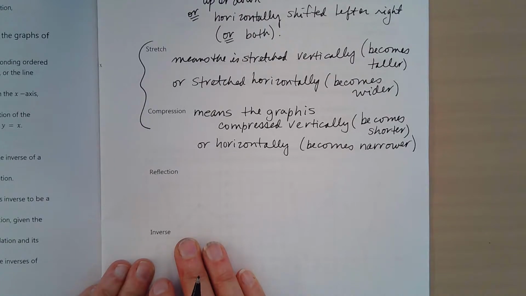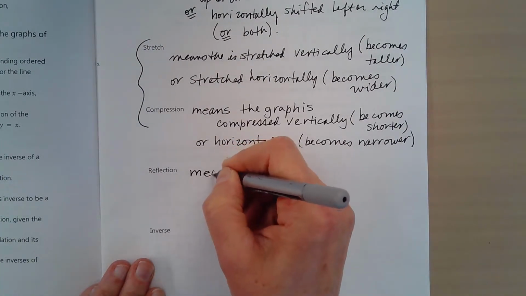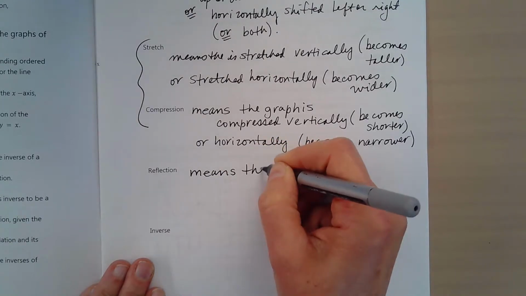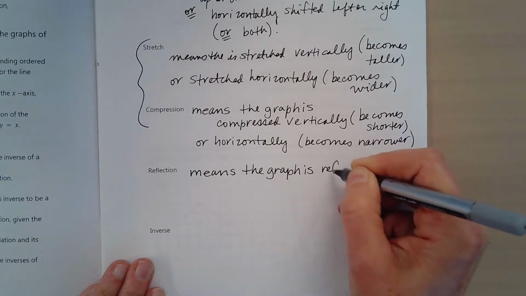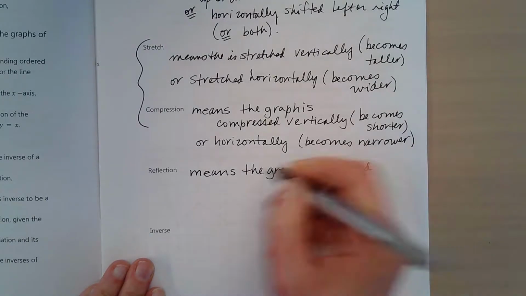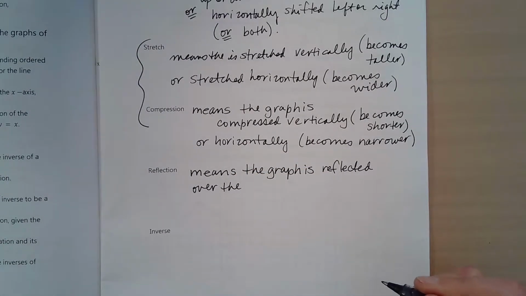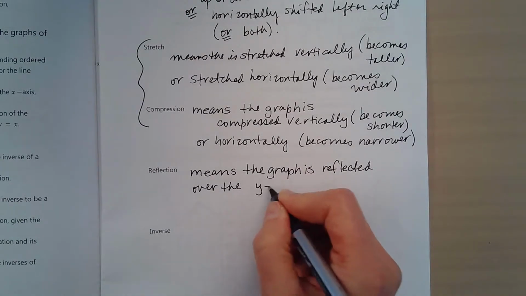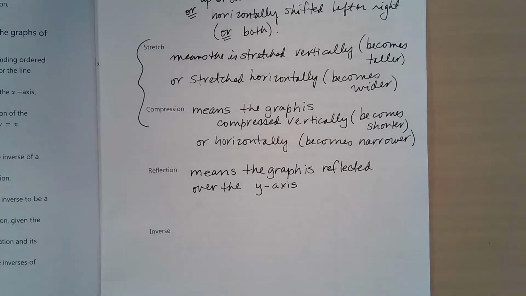I'm going to leave inverses today, but I'll talk about reflections. Means the graph is reflected over, there are sort of 3 reflections, but over the y-axis. So that means the graph just flips over, like mirror image, over the y-axis, okay?